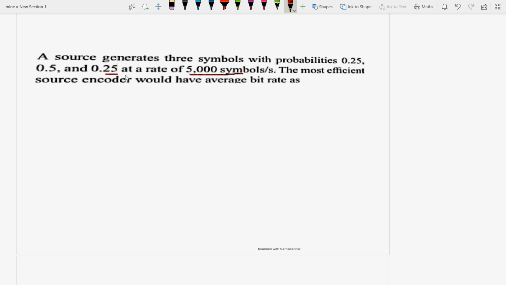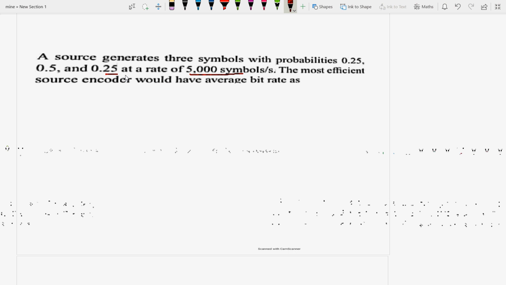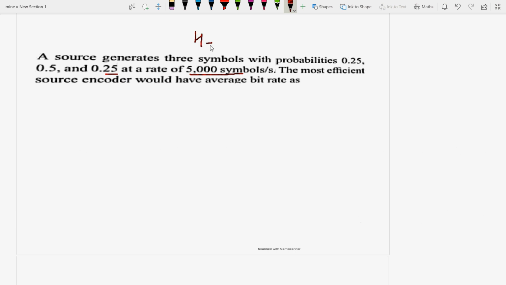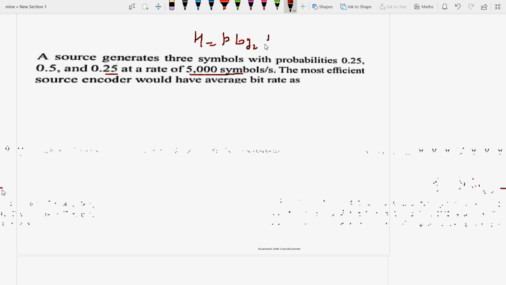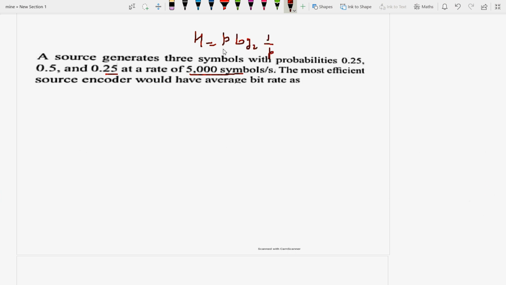If you go to the entropy chapter, the formula of entropy is P log base 2 of 1 upon P, right? The question is asking for the average bit rate of the most efficient source encoder. Average bit rate is equal to 5000 into H.